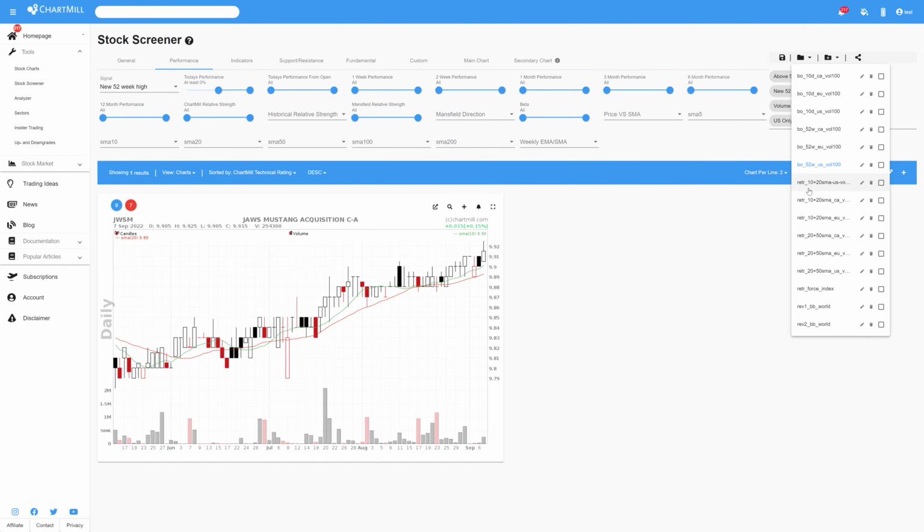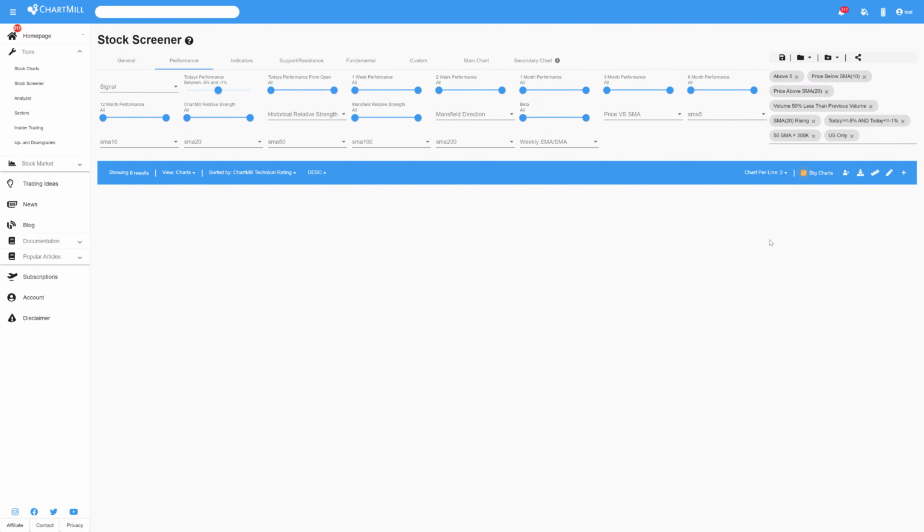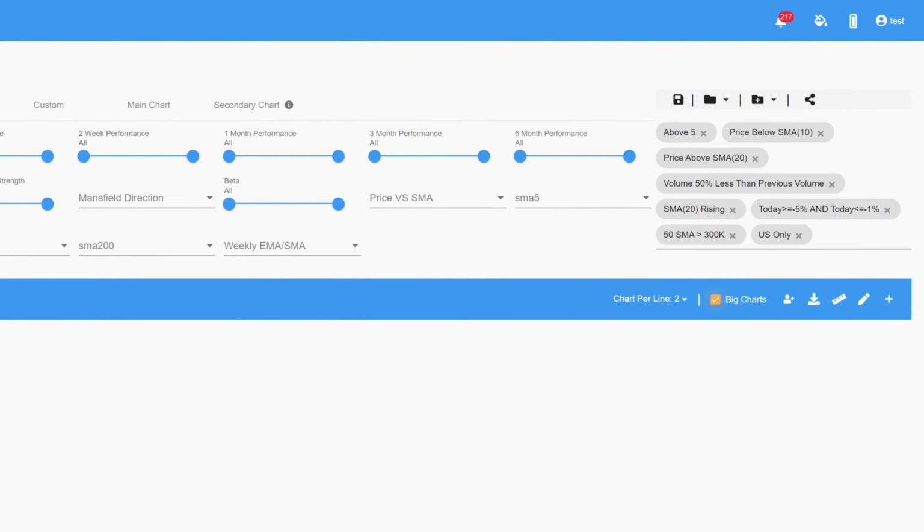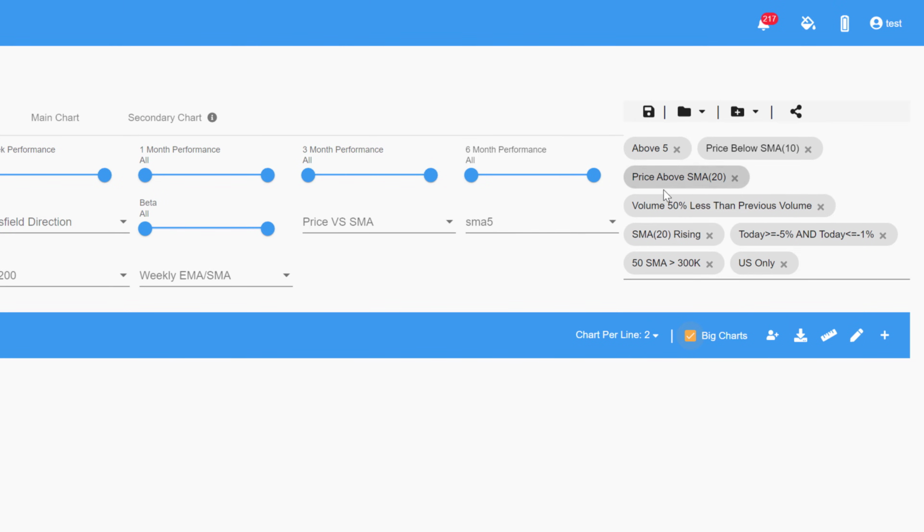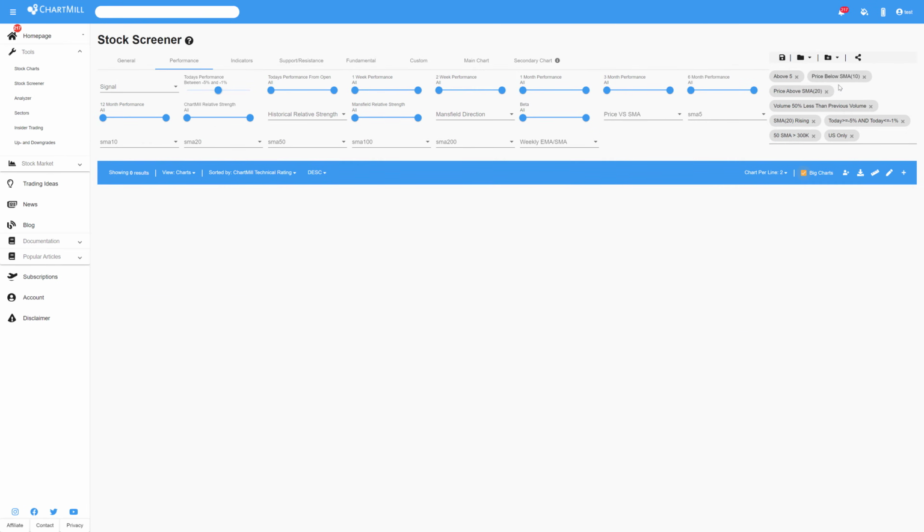The next screen is a retracement screen. The first one is based on the SMA 10 and SMA 20. So the price should be above the SMA 20, but it should be below the SMA 10. So for US only, there are no setups.